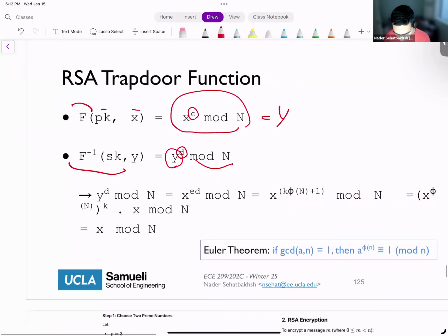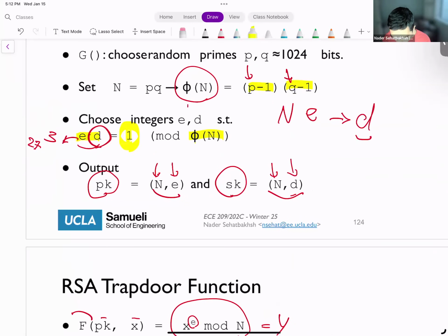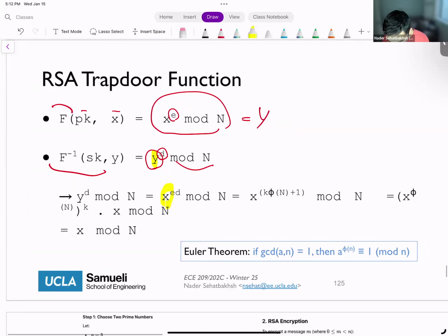Why would that be x? I'll derive the math for you here. So y to the power of d mod n is equal to what? It is equal to x to the power of e, since I'm just replacing y with x to the power of e. So what we have is x to the power of ed modulo n. If you remember, I told you that ed is equal to 1 mod phi n. So basically, ed is equal to k times phi n plus 1, where k is a constant.